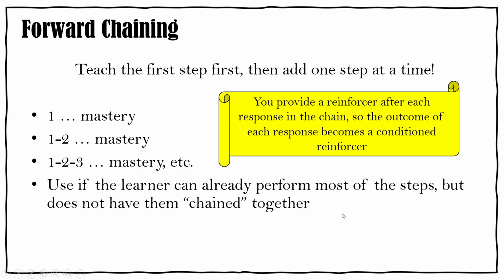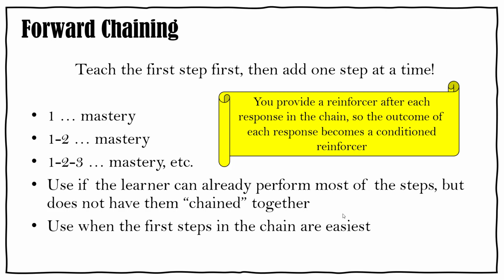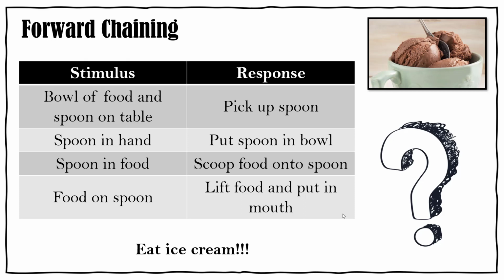And so you want to use forward chaining if the learner can already perform most of the steps but doesn't have them chained together, or the first components of the chain are really easy to teach. So the first steps are the easiest.